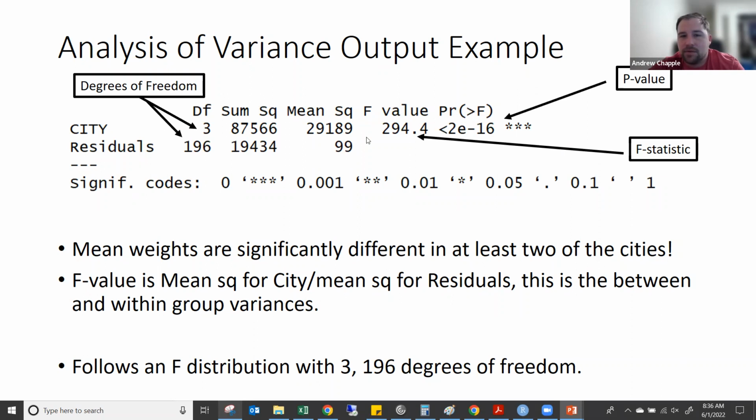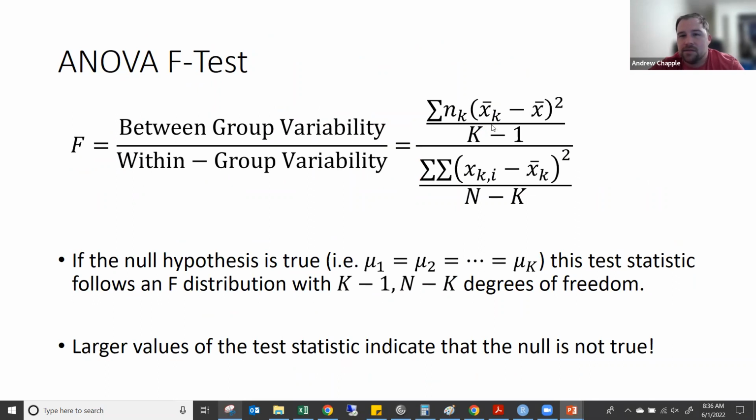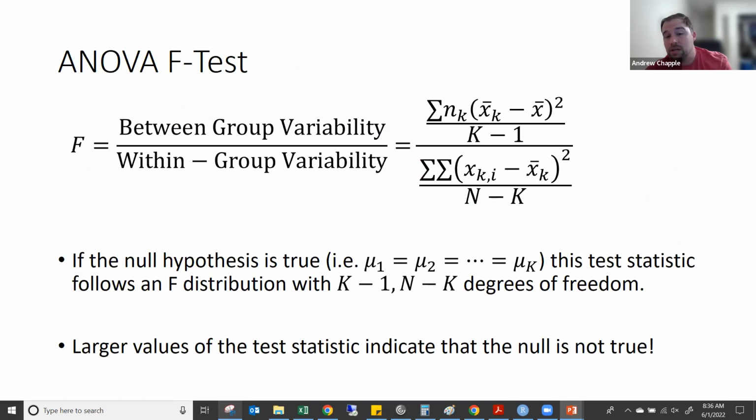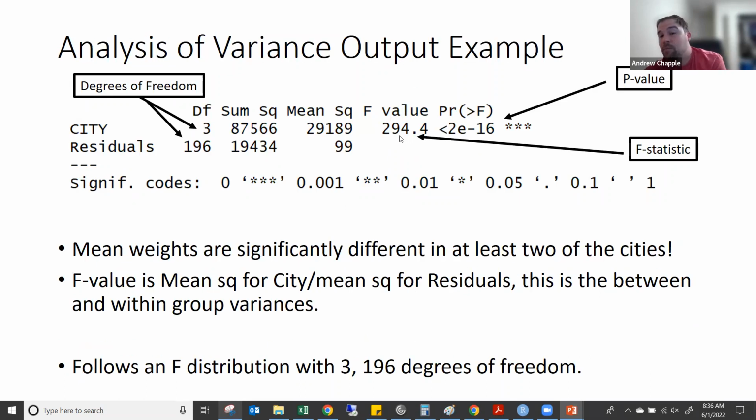This is those between group variances. This is the mean square. That's the top, and this is the bottom here. And then I get this F value and a P value here. So again, the P value is the probability of getting a test statistic as extreme or more extreme than 294 if the null is true. It's not totally correct, but you can think of a P value as the probability that the null is true. That's not completely correct. Again, don't go around saying that, but you can think about it that way.